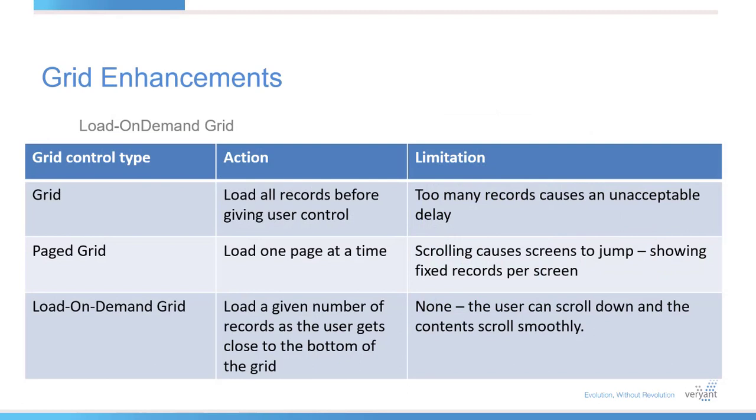Now, the load-on-demand grid type updates the behavior of the grid so that a user can scroll through unlimited records very smoothly. A predefined number of records are loaded dynamically as the user scrolls, not page by page like in a paged grid, and not all at once before the grid is even displayed like in a plain grid.